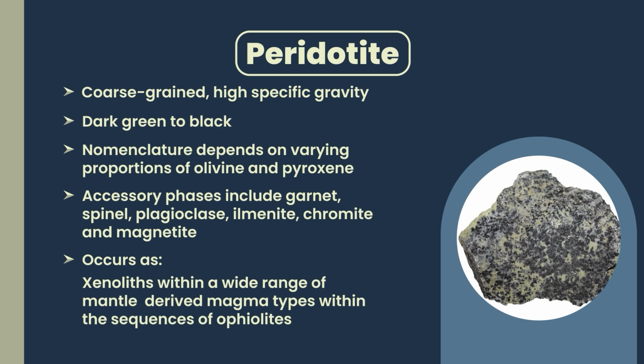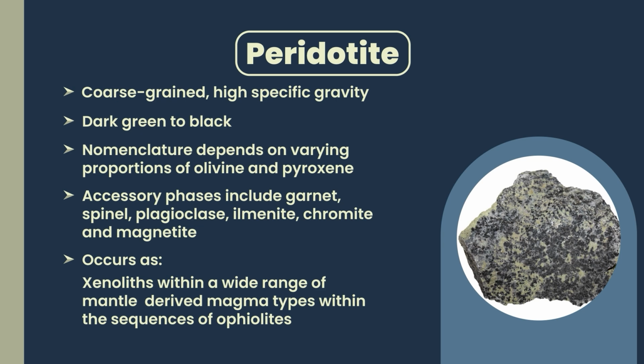The rock is dark green to black in color. Nomenclature of peridotite depends on varying proportions of olivine and pyroxene, which are the most abundant minerals in these rocks. There are accessory minerals also.